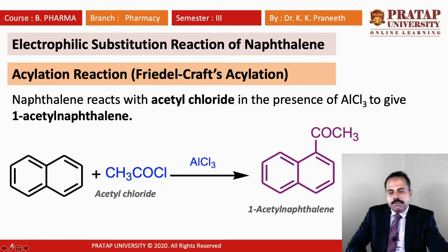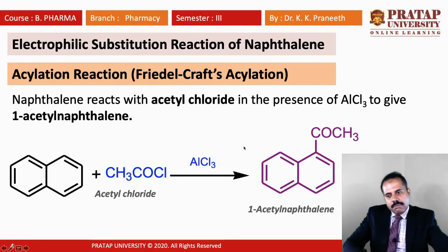So, this reaction can be possible with naphthalene, because this also generates an electrophile. We have seen in the benzene chapter that the electrophile generated in the acylation reaction is called the acyl cation, right? Acyl cation is the electrophile. So, CH3CO+ is an electrophile, right? So, how does the reaction happen?